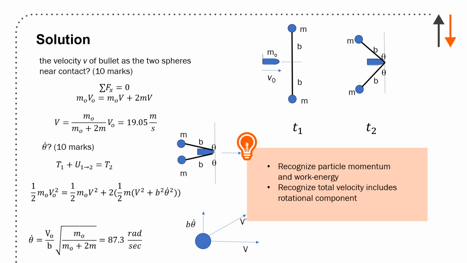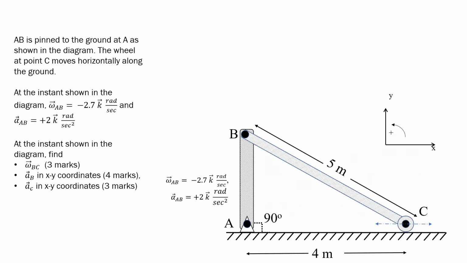This is a question that we will always be interested in making sure that you can recognize both particle momentum and particle work-energy problems, force velocity time, force velocity distance. And in this case, the real tricky bit is recognizing that when the bullet has hit the center of the cord, it's going to induce a rotational motion.